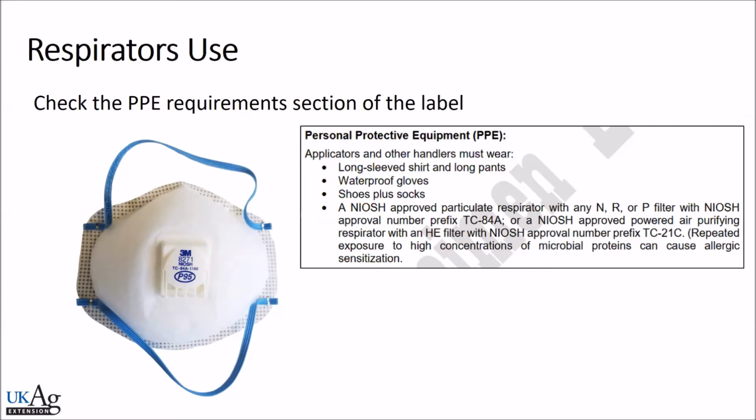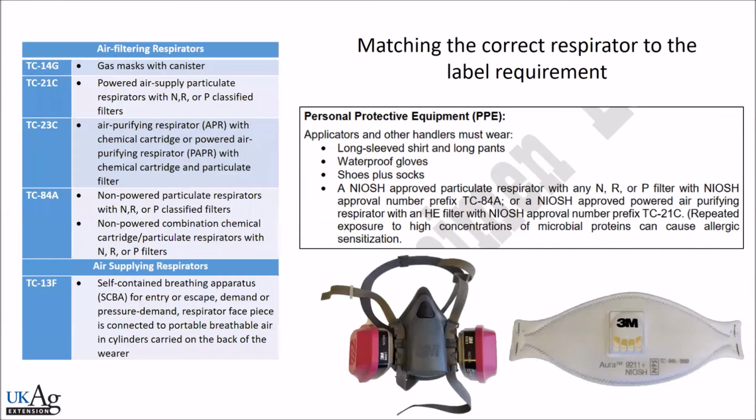If a respirator is required, you need to select the correct type of respirator. Pesticide labels specify the types of respirators using NIOSH TC designations. Some pesticides only require respirators for some mixing and loading or application activities. With this label, respirators are required for all pesticide handling activities.